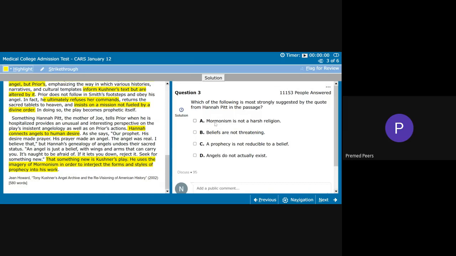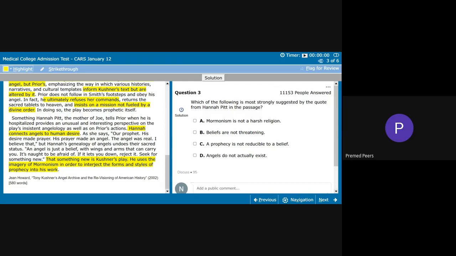So basically what I did was go through each answer choice and see whether any of her words or statements supported or contradicted it. The idea that Mormonism is not a harsh religion is very tangential to what she's speaking about. So I tentatively crossed that out. And then B, beliefs are not threatening. I remember here, it says an angel is just a belief, and then she says it's not to be afraid of. So that does seem like something that could be supported by the passage. C, a prophecy is not reducible to a belief.